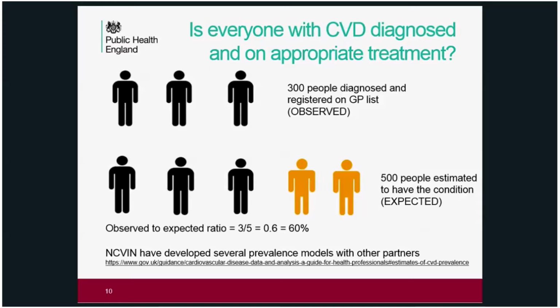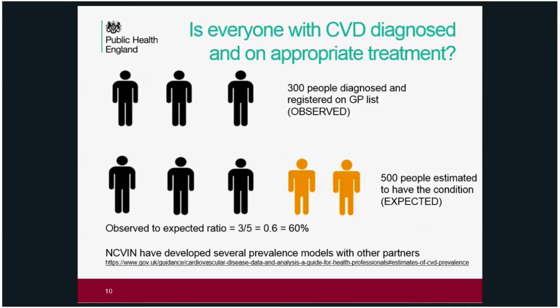But we can also estimate the number of people who may not be on the register, so we can estimate how many people may be undiagnosed in the population. And this value is called the expected value. The number of people who are recorded is called the observed value. So, for example, in this practice, we have black stick men and yellow stick men. The black stick men are the ones who are recorded and are on a GP register, and the yellow stick men are the ones who are undiagnosed. And you may see from this example there are 300 people who are diagnosed and a further 200 people who may not be diagnosed.